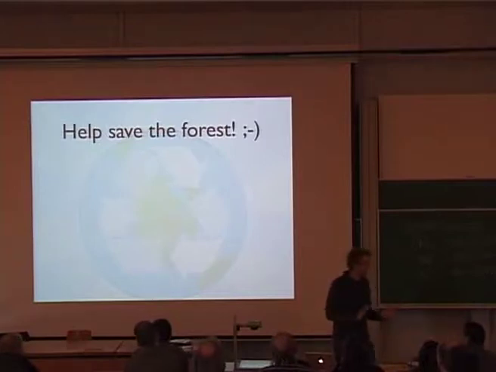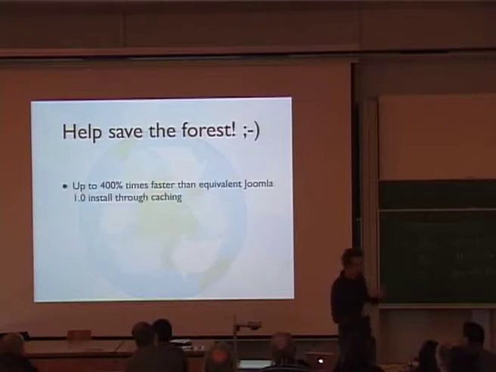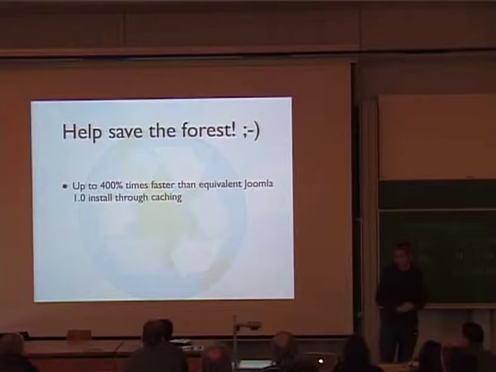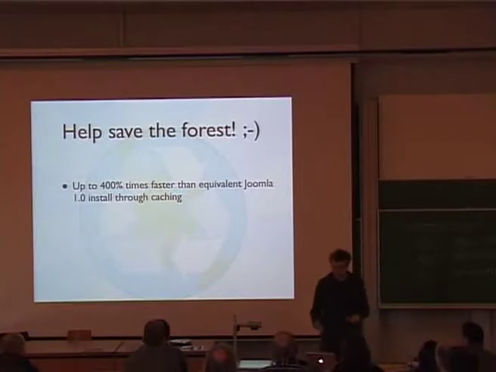And this is a joke. I warn you up front. So I once set out to compare Drupal with Joomla, and that was Joomla 1.0, not Joomla 1.5, which is supposed to be a lot faster. And with page caching enabled, Drupal turns out to be 400% faster, so four times as fast as Joomla.